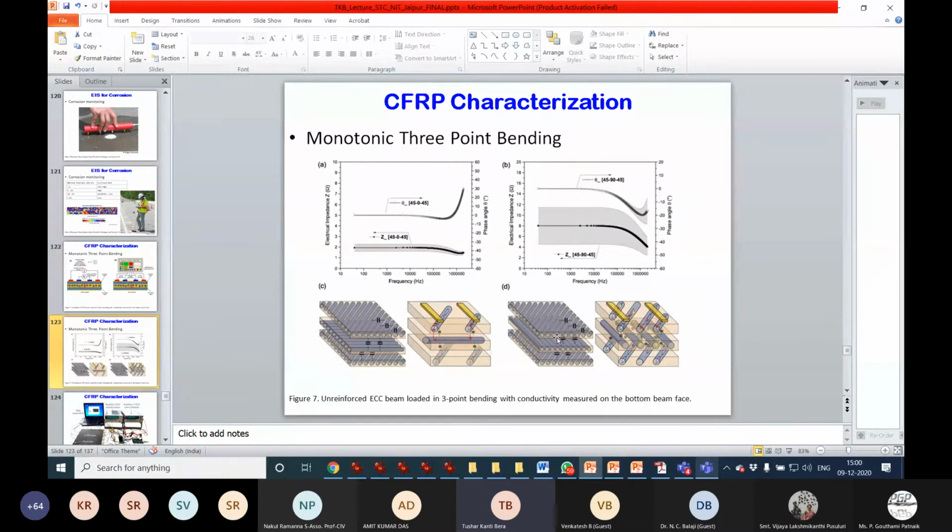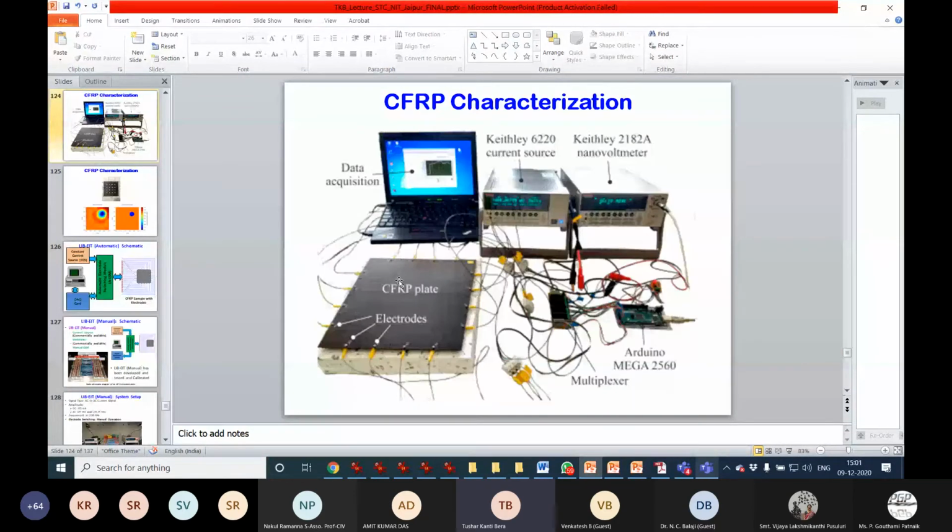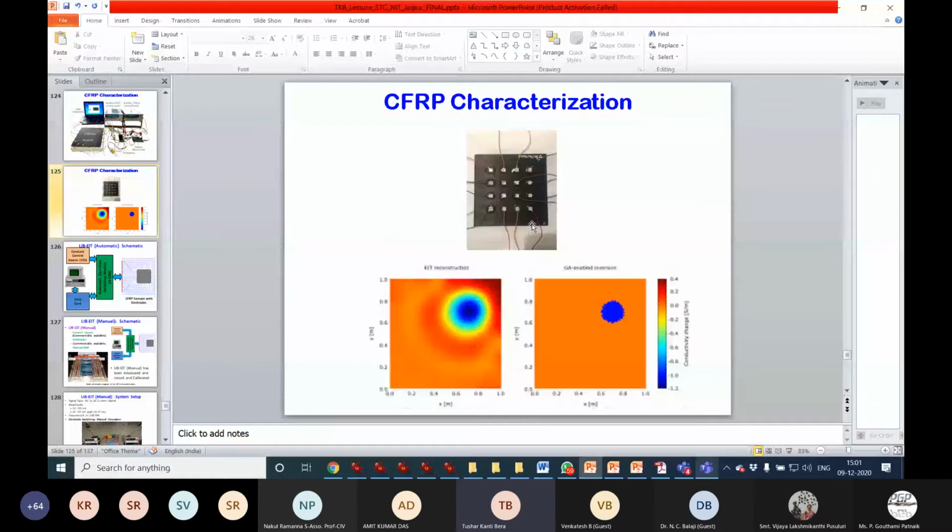So definitely the capacitance or impedance values will change. Other groups have conducted studies where they put electrodes at the periphery of a CFRP sample and measured the impedance response to detect delamination and cracks. If we conduct tomography using either boundary electrodes or surface electrodes, we can get pictures showing any damage.